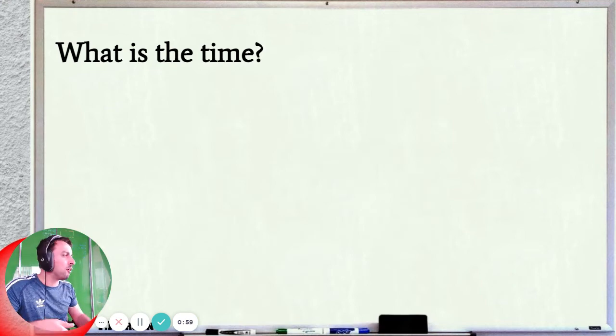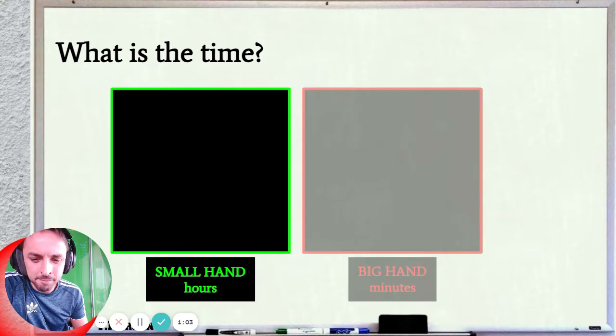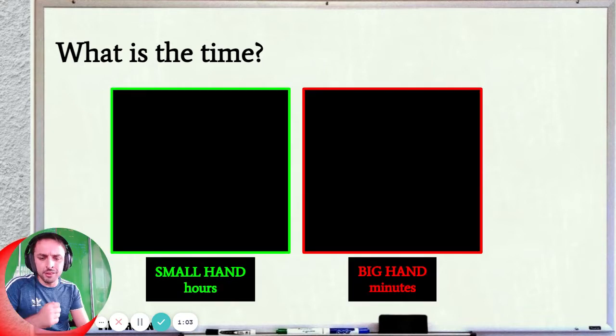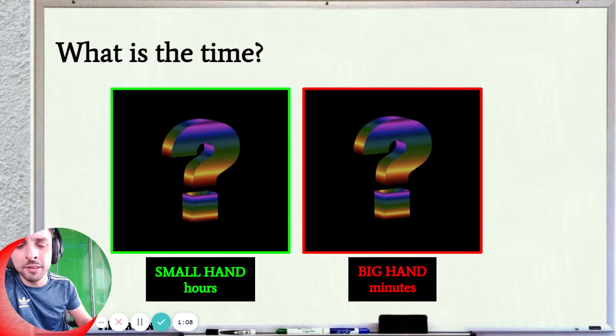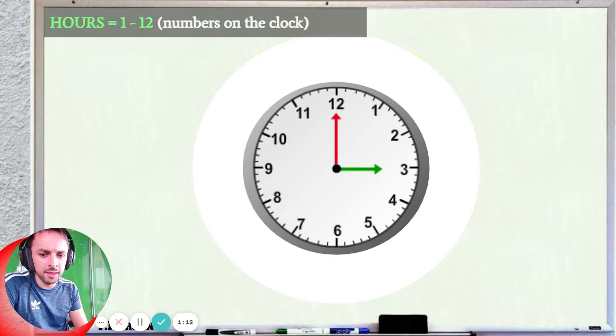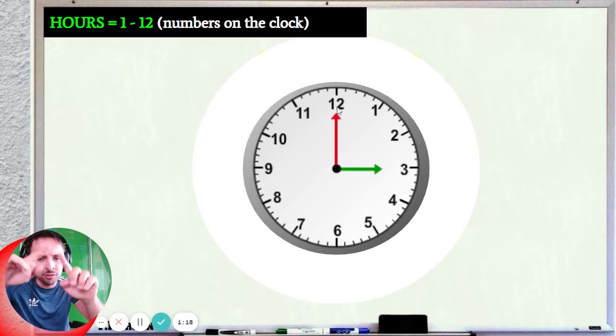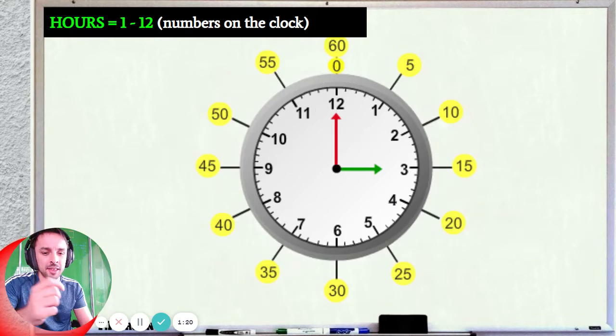What is the time, or what time is it? Both are fine. So we're looking for the small hand that will tell you the hours. The big hand will tell you the minutes. That's just 2 numbers that you need to know. Okay, let's look at the clock. The hours are the numbers on the clock: 1, 2, 3, 4, 5, 6, 7, 8, 9, 10, 11, 12. These are your hours.